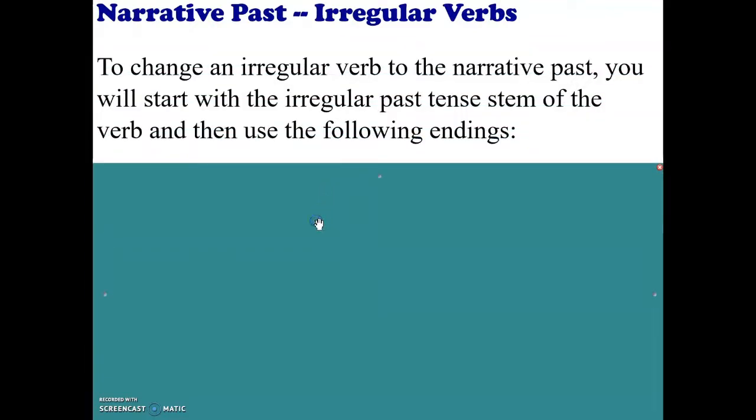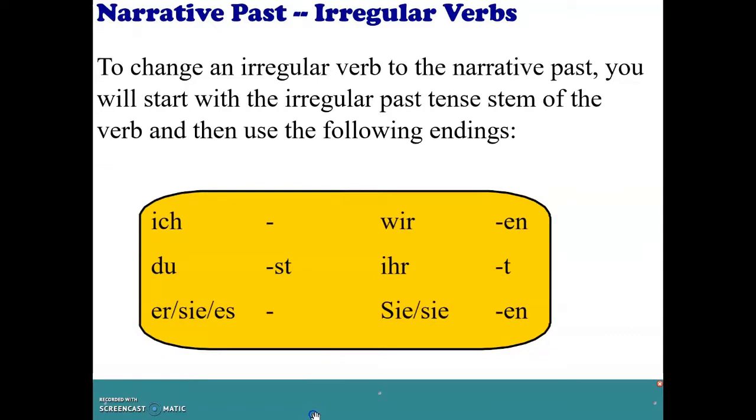Now let's take a look at irregular verbs, and there are a lot of them. Again, practice and repetition is how you're going to get these forms down. To change an irregular verb to the narrative past, you will start with the irregular past tense stem, and I'm going to show you how to find those, and then you add these endings. If it's ich or er, sie, es, you actually don't add an ending at all. It just stays the stem that you would look up and find on Leo, for example, and you don't have to do anything else to it.